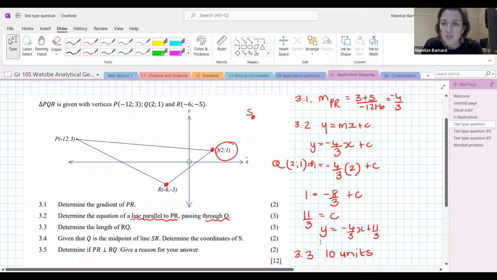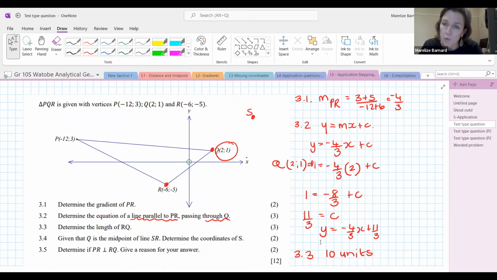So we've got Q is the midpoint of RS or SR. SR is not shown, it's not drawn, but if you had this in front of you, you can do it as a sketch. Okay, Q is the midpoint. So we are not calculating the midpoint. We are calculating the other coordinate at S, so that Q is the midpoint of RS.